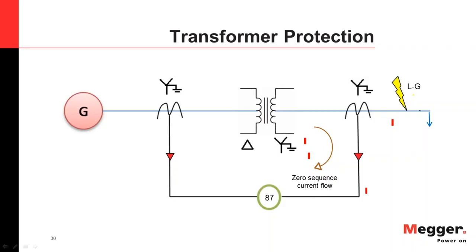So I need to eliminate the zero sequence. If you hadn't known the concept of zero sequence and all the sequence components, you would never have imagined what is happening in case of external faults for a delta-Y transformer, and why the transformer is getting tripped.